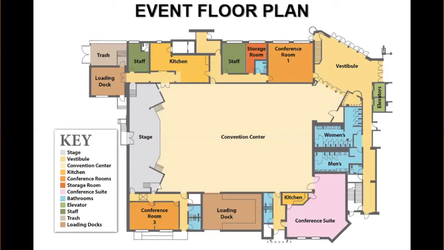This is another example of a convention. And you can see the way they've done it. They've shown you where the elevators are, where the conference room is, where the staff are, where the kitchen is, where the washroom is, women and men, right? And they've given you a key to all of it.